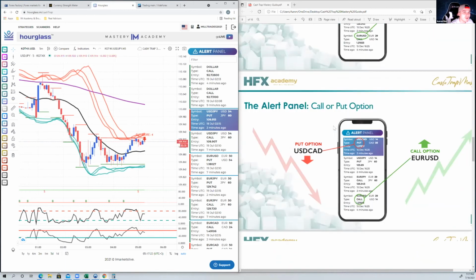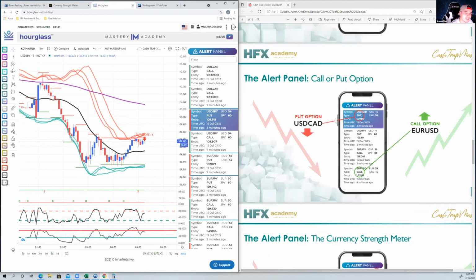Now we have a call or put option at the alert panel, and you see over here we have a put option for USD CAD on the PDF, and it's telling us to do a sell. We have a call option on Euro USD at the bottom for the example, and it wants us to do a call option. Put option means sell, call option means buy. Whenever you hear me say in this following week, put option 664, that simply means sell option. When I say call option, all that's going to say is buy. Just think of it like that. Calls buy, put is sell.